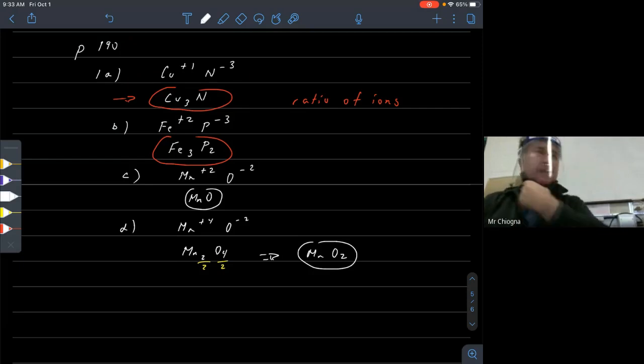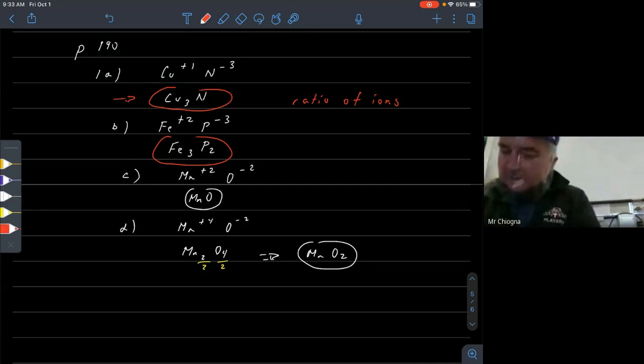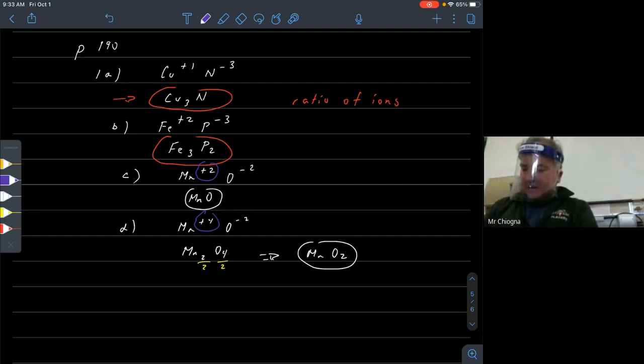If you wrote Mn2O4, you wouldn't get full marks. So make sure you reduce it. Look at the charge. Charge here is +2. Charge here is +4. Take a look at the table. Manganese is column 7. Those are 2 of the possible charges, 2 or 4, 2 being the most common. It's right on top in the chart, in the periodic table.